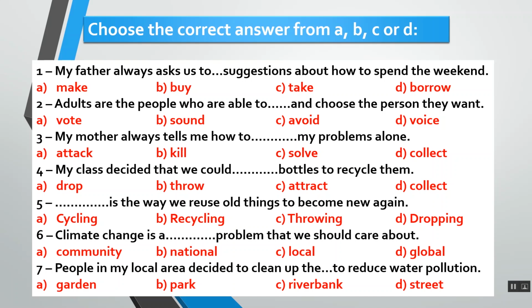My father always asks us to make suggestions about how to spend the weekend. Adults are the people who are able to vote and choose the person they want. My mother always tells me how to solve my problems alone. My class decided that we could collect bottles to recycle them. Recycling is the way we reuse all things to become new again. Climate change is a global problem that we should care about. People in my local area decided to clean up the riverbank to reduce water pollution.